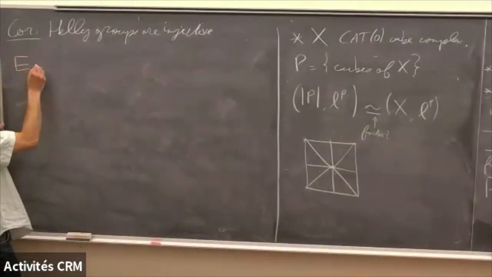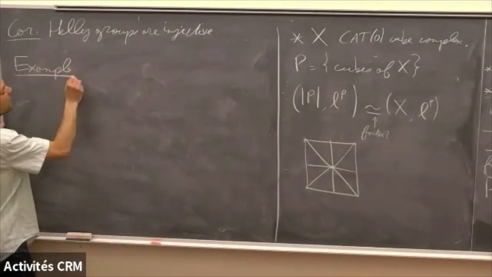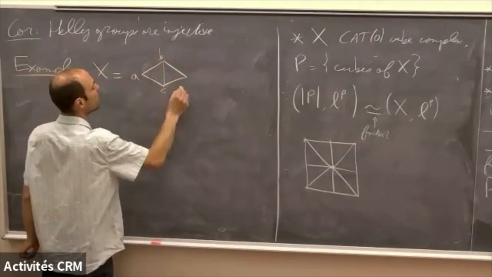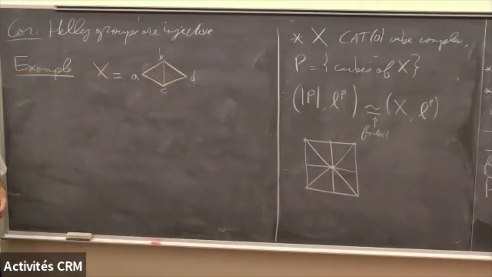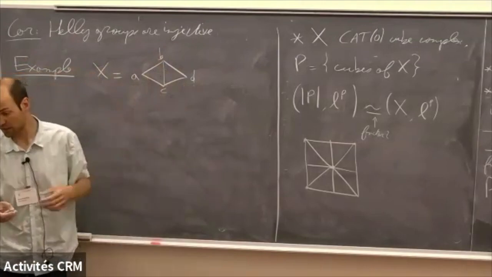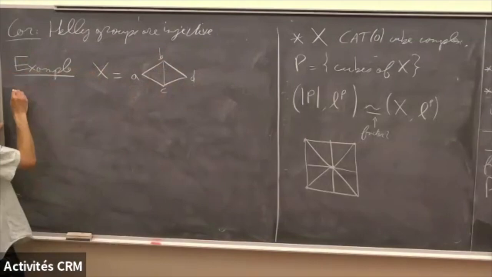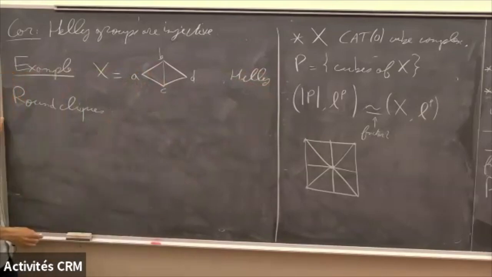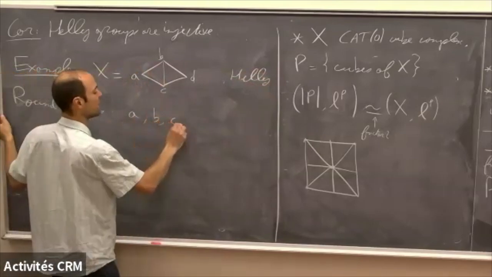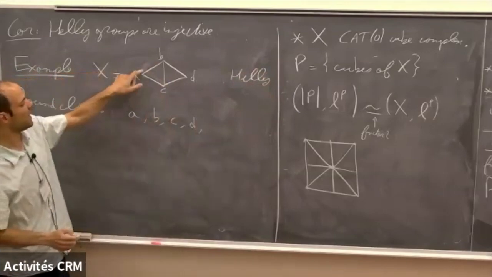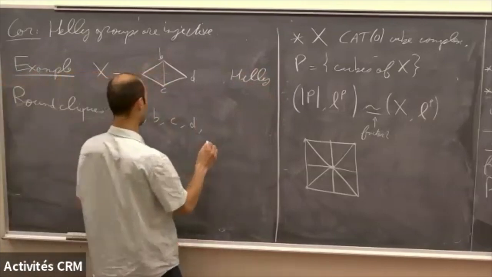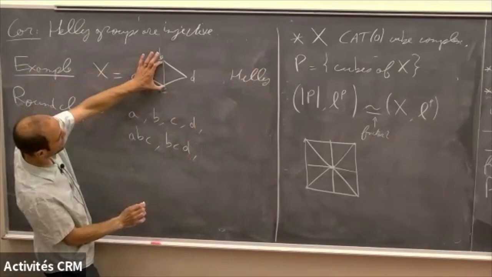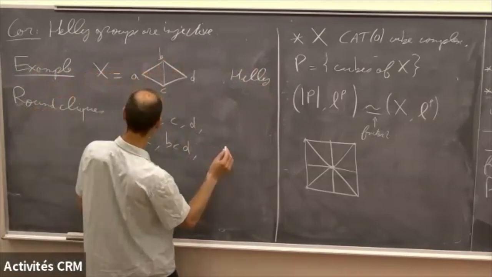And as promised, I will now give you a very simple example. So if you start with X, which is this graph, a square with a diagonal. Okay, it's a Helly graph, it's not hard to check. So what are the round cliques? I want complete subgraphs which are intersections of balls. I have the vertices. I also have ABC, it's the ball of radius 1 centered at A. I also have BCD. And I have also the edge BC, which is the intersection of the balls centered at A and B.